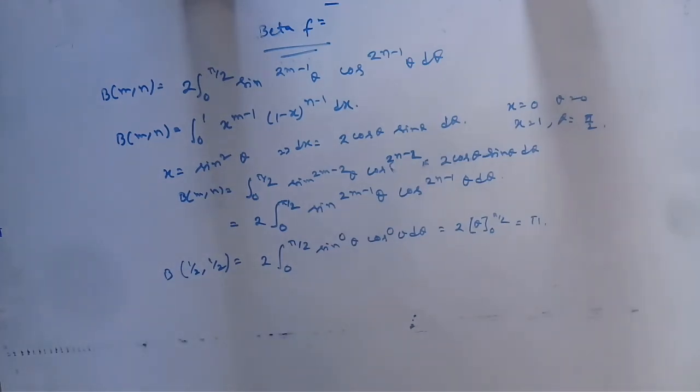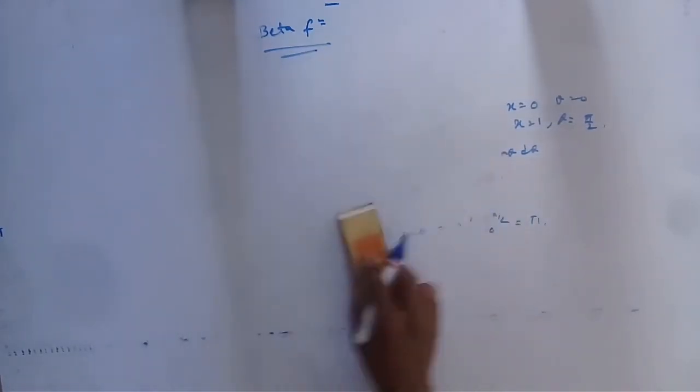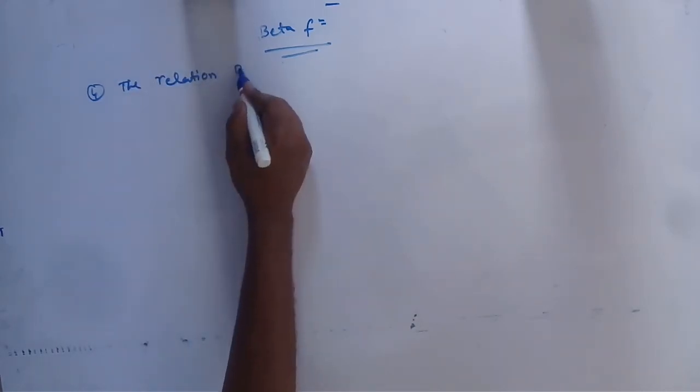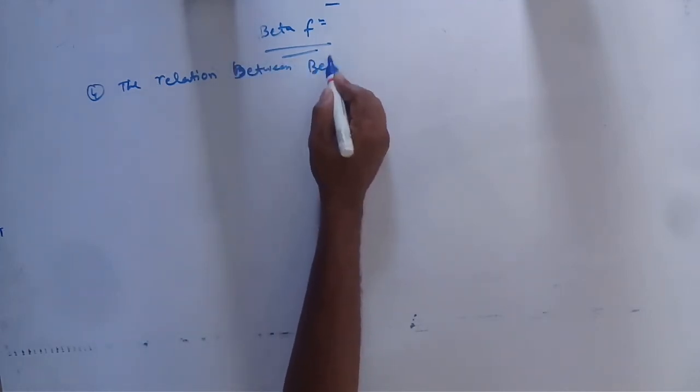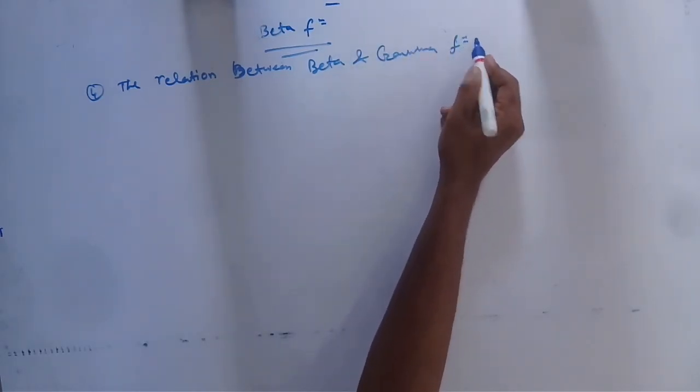Next, I'll go to the next property: the relation between beta and gamma function. Property number 4.